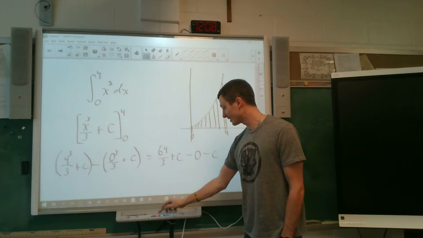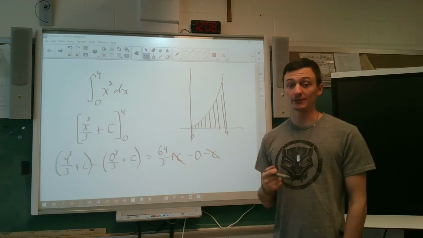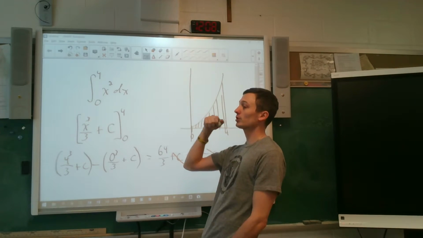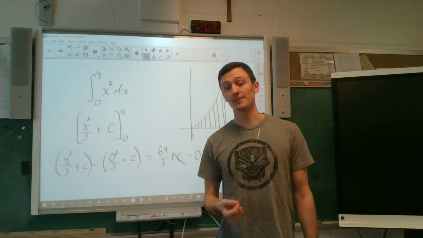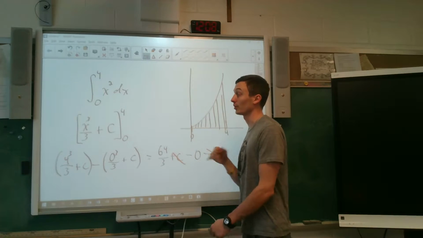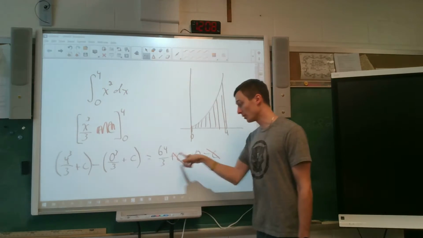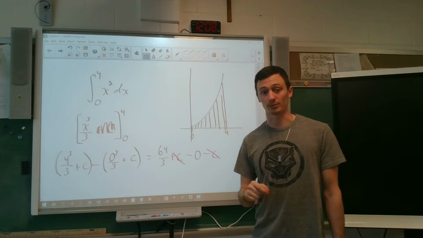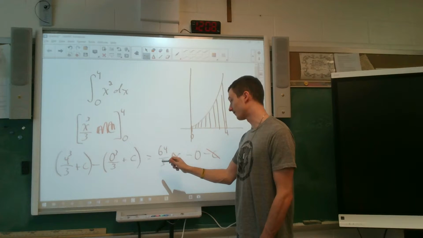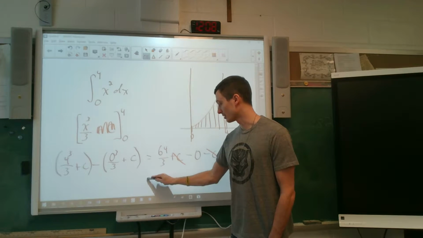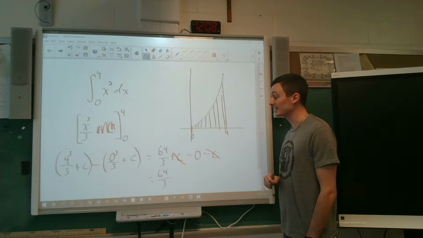When we do this, these c's end up canceling out, and they will always cancel out if you're doing definite integration. If you're doing indefinite integration, if there are no upper and lower bounds, you need the plus c. If you are using definite integration, you really don't need this at all, because they will always cancel out because of the fundamental theorem of calculus. In which case, 64 thirds minus 0 is just going to equal 64 thirds. So the area under this curve is 64 thirds.